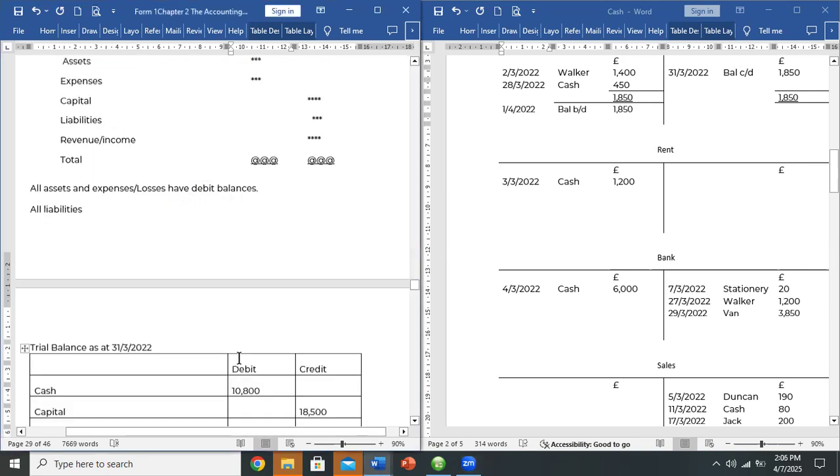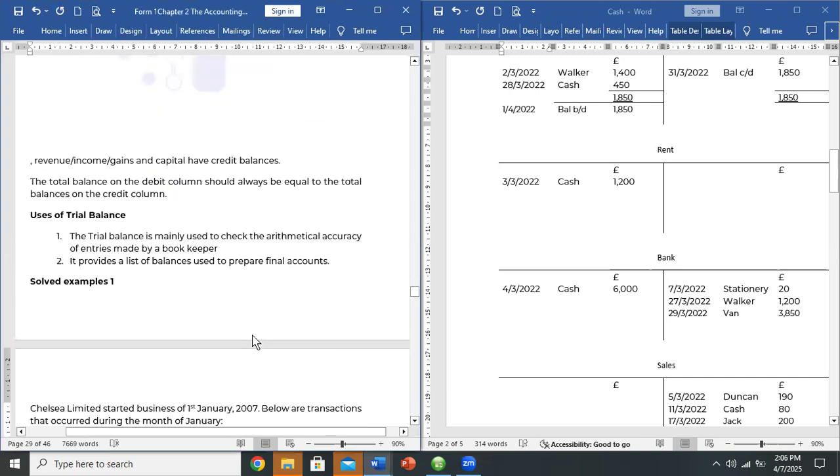The more reason why the purpose for preparing the trial balance, or the uses of the trial balance. One is that it is used to check the arithmetical accuracy of entries made by the bookkeeper. So it's used to check whether you have not made any mistake. Because if you make mistakes, your trial balance will not agree. There will be a difference. And it also provides a list of balances that will be used to prepare the final accounts. Okay. Is there any other question?